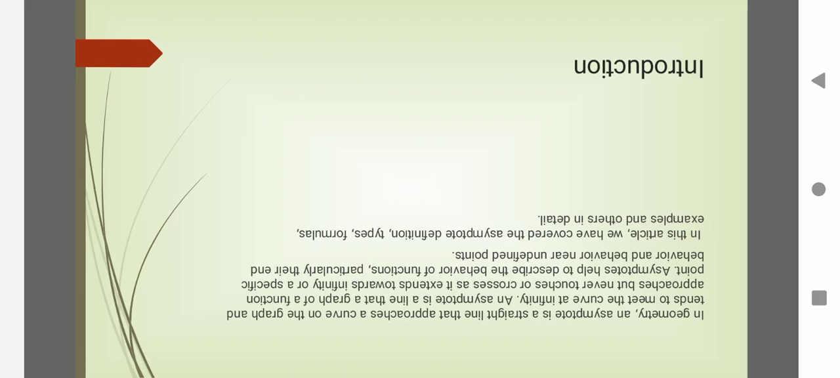So starting with the introduction. In geometry, an asymptote is a straight line that approaches a curve on the graph and tends to meet the curve at infinity. So an asymptote is basically a straight line which is very close to the curve, and it never meets it, or we can say it meets at infinity.